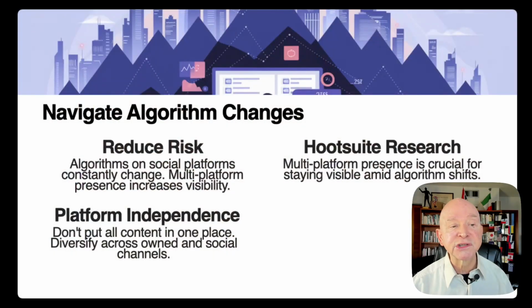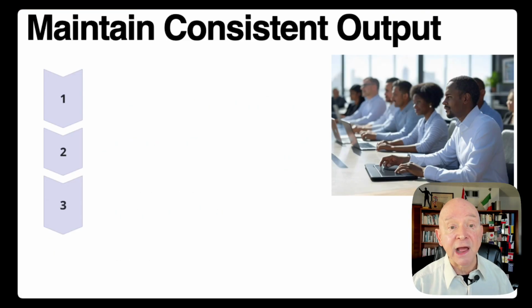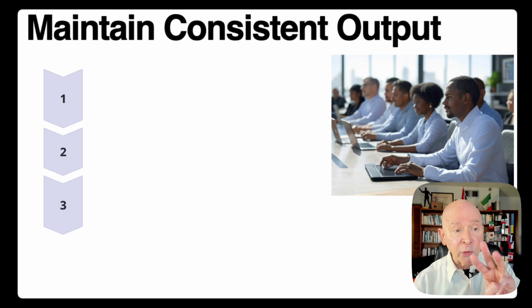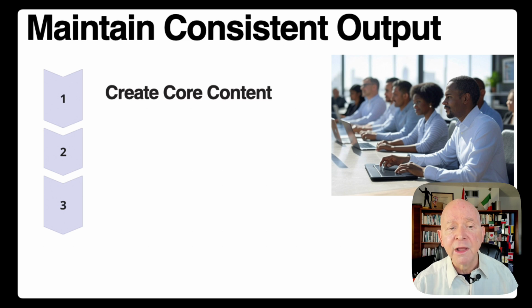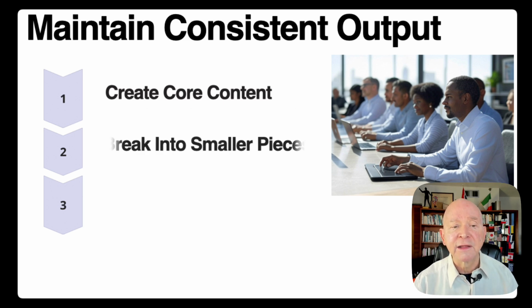So you want to make sure you're diversifying for a multitude of reasons. This is where smart people are operating today as content entrepreneurs. And then you want to maintain consistent output. Boy, this is important. The 3 points to this one. Number one, create your core content, and you want to break it into smaller pieces.